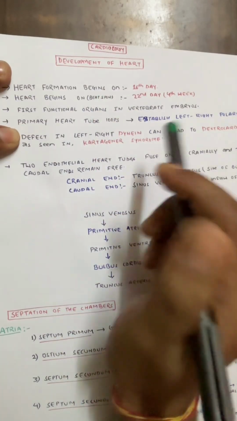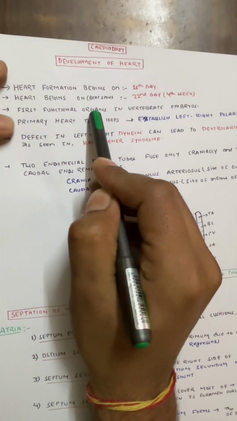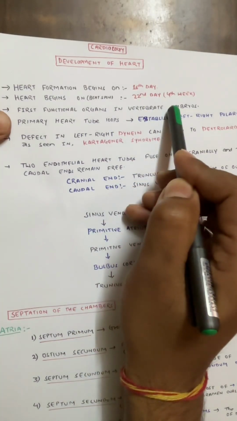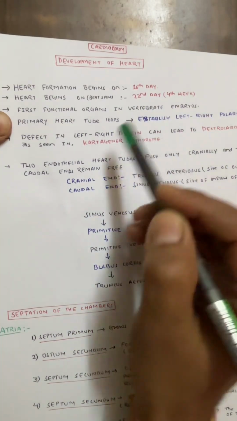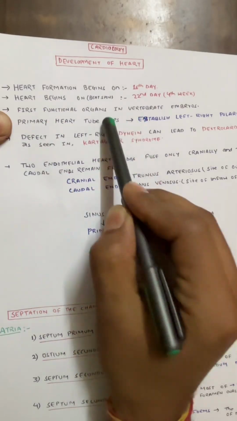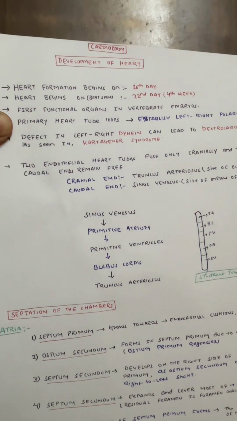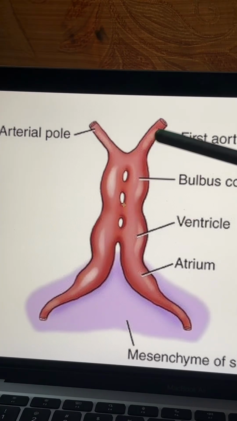The third thing is that the heart is the first functional organ to develop in the vertebrate embryo. Now, before going on to these three lines, first we'll see a picture and then we'll come back here. So let's understand this picture first.